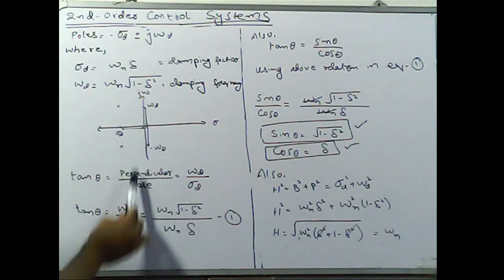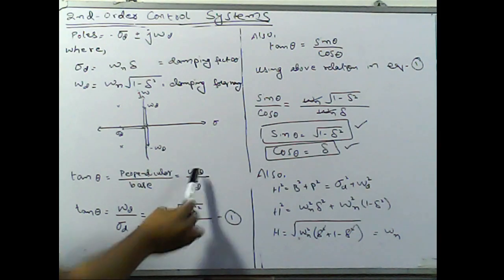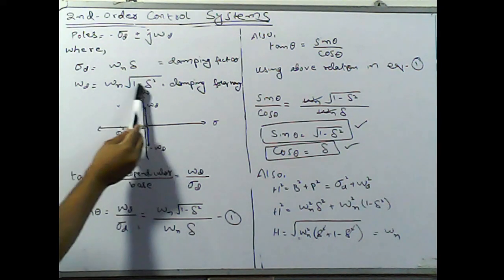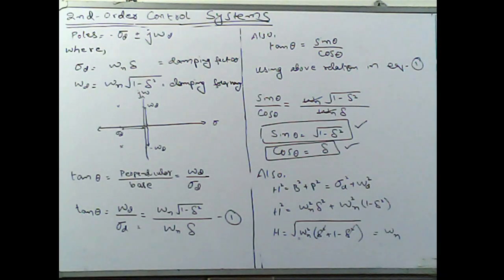So simply by putting these two terms into this equation, we can write it as omega d divided by sigma d. But we already know that omega d is equal to this term and sigma d is equal to this term. So by putting the values of sigma d and omega d in this equation, we can write it as omega n under root 1 minus zeta square divided by omega n into zeta.